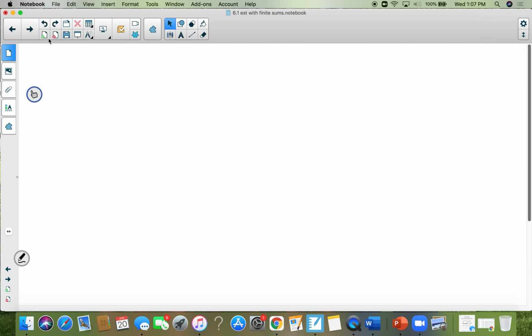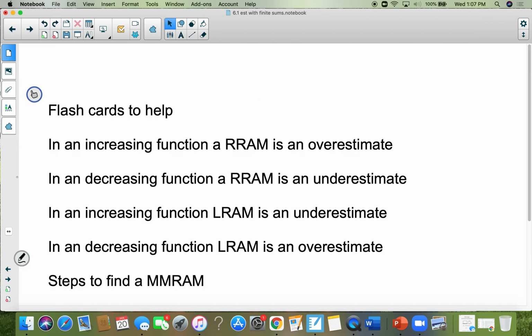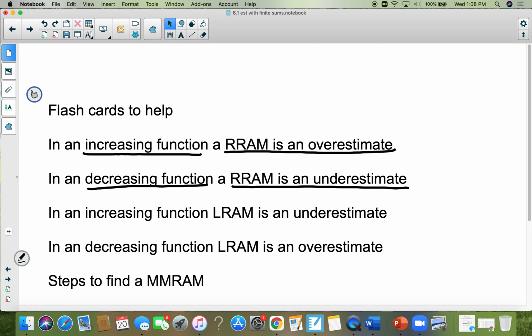Okay, and the last set of notes are, if it's an increasing function, RRAM is an overestimate. If it's a decreasing function, RRAM is an underestimate. If it's an increasing function, LRAM is an underestimate. If it's a decreasing function, LRAM is an overestimate.